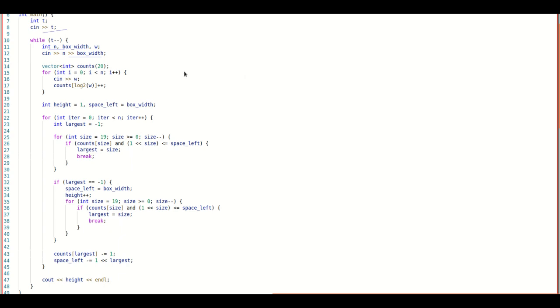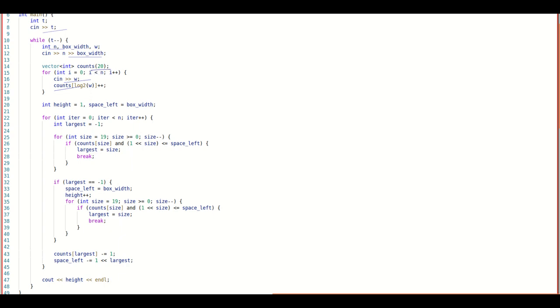So what we'll do is store a frequency array where we store the powers of two rectangles that are there. For each w that we take, this is the width of the rectangle, we store what is that power. So log 2 w will give the power that is exponented to 2, and we will store that in a count array.